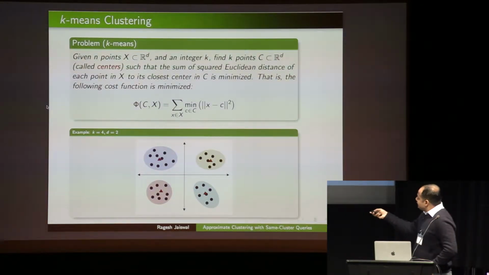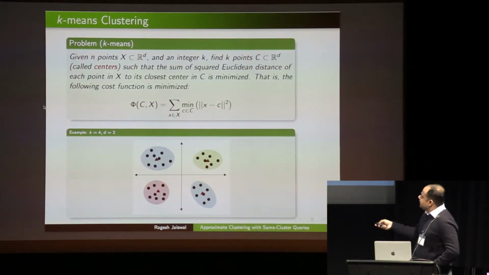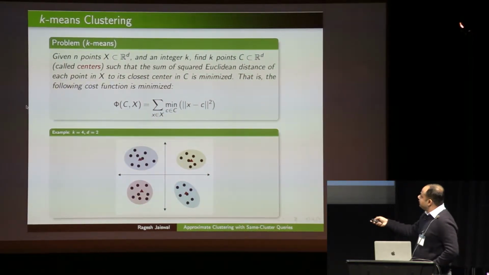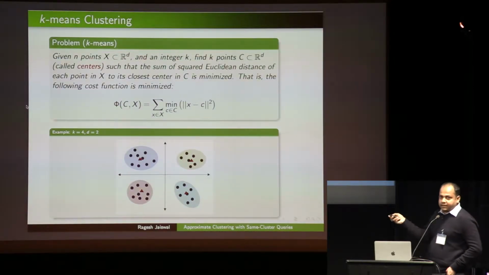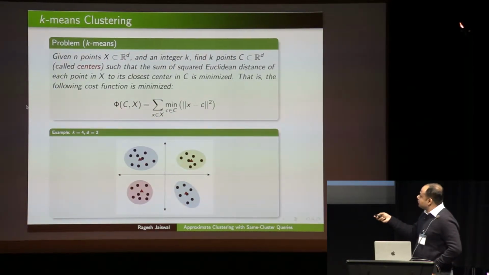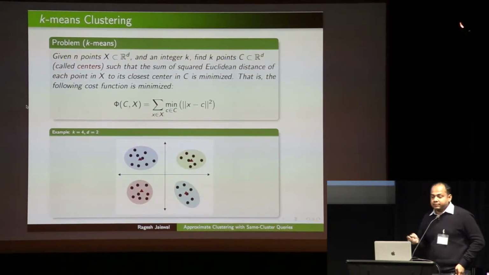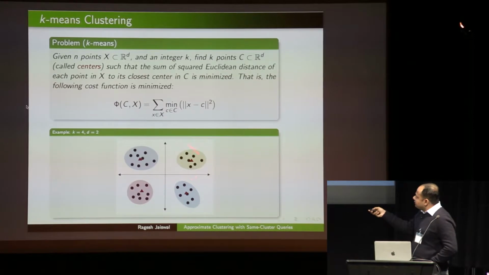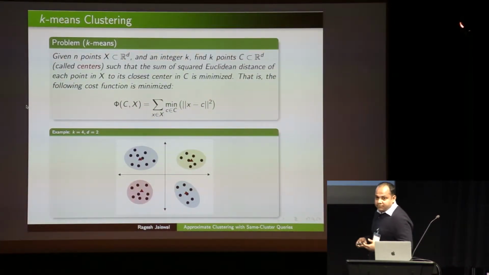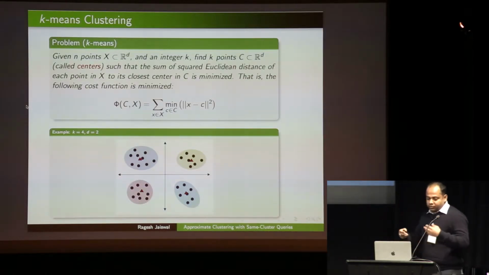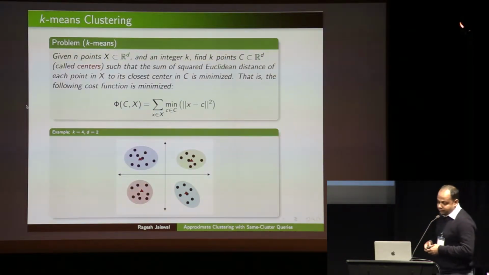For example, consider this simple 2D example where k is equal to 4 and d is equal to 2. If you're given these black points, then you're supposed to output these red triangles such that the sum of squares of distances of these black points to the closest red triangle gets minimized. It's also very easy to see that this gives you a clustering of the given points, because you can just do a Voronoi partitioning and that gives you a clustering.